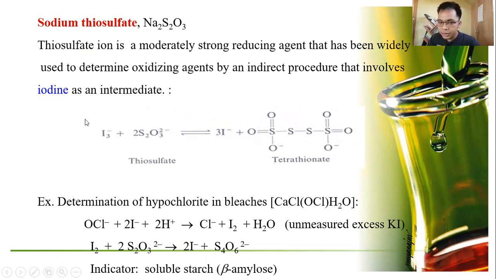And then ang application ng ating sodium thiosulfate reducing agent is to determine the hypochlorite in bleaches. So magkakaroon ka ng redox titration, yun yung bleaches yung sample mo, and you will use the titrant sodium thiosulfate to determine the amount of hypochlorite in bleaches. And then your indicator is the soluble starch or the beta amylose. So ito yung reactions natin. And just some succeeding calculation using the moles equals na. Mamaya is itatakil natin sa ating sample problem.